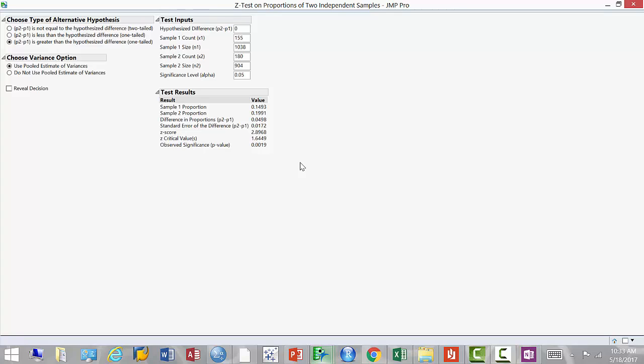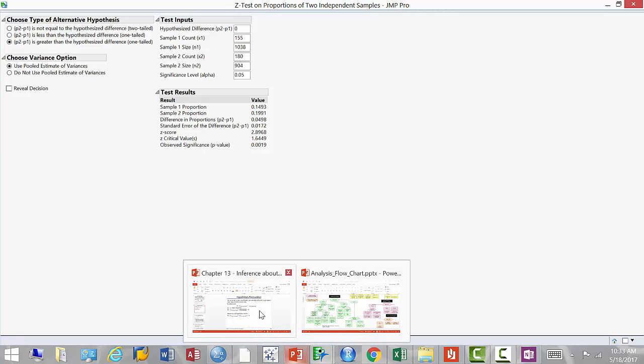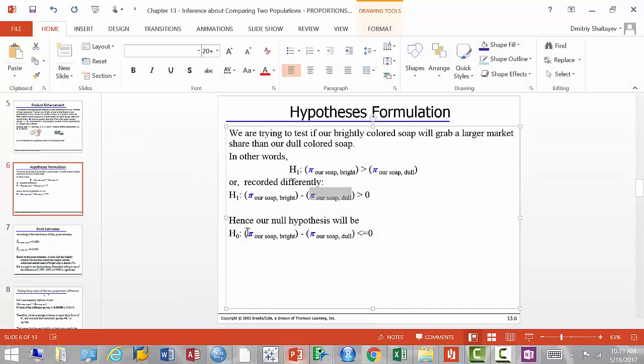I reject the null, right? It's a small p-value. It's less than smallest alpha that I can use, 1%. So between the null and the alternative, if the p-value is small, I reject the null, and my alternative states that, yes, indeed, this difference between percentages between the market shares is statistically significant, right? So the brightly colored soap does in fact grab higher market share than the dull colored soap. Make sense?